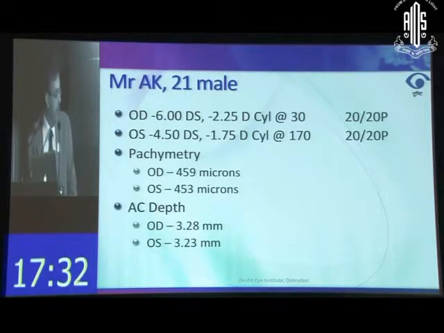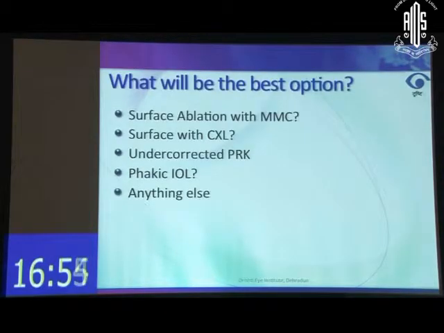Dr. Chitra, I throw this to you to initiate a discussion: what would you do for this patient? Would you treat with a surface ablation? Or looking at the topography, the amount of correction and the pachymetry, what would be your first choice of treatment and why? What would you opt for then? Are you talking about ICL? ICL only. Okay, so you would go with an ICL.